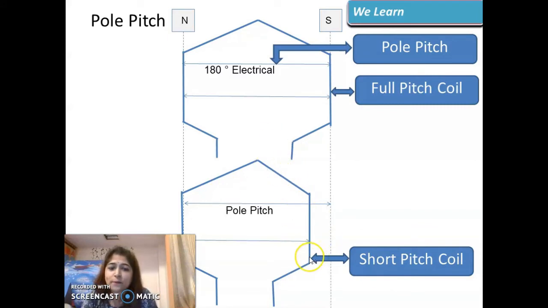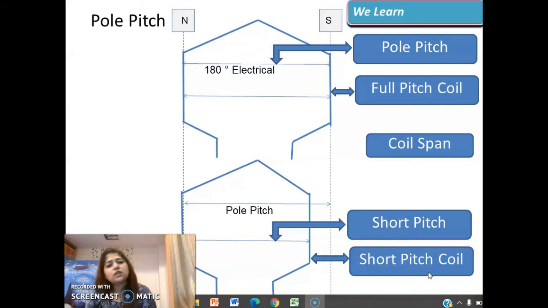So this is the short pitch coil. This is the example of a short pitch coil, and this is the example of a full pitch coil. You can see it is shorted by some distance. I'll tell you what distance. So coil span. What is coil span? The distance between the two conductors that the coil is making is called the coil span.